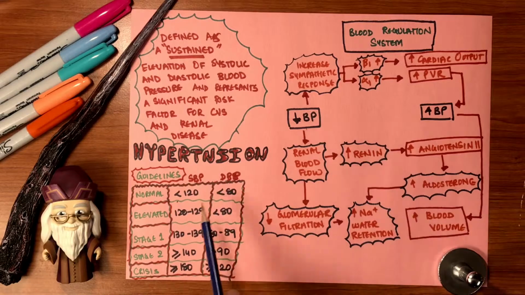Here are the new guidelines. It's divided into systolic blood pressure and diastolic blood pressure. The normal is when it is less than 120 over less than 80. Elevated is when it is 120 to 129 over less than 80. Stage 1 is when it is 130 to 139, or diastolic between 80 to 89. Stage 2 hypertension is when it is 140 or more over 90 or more. Hypertensive crisis is when it is 180 or more over 120 or more.